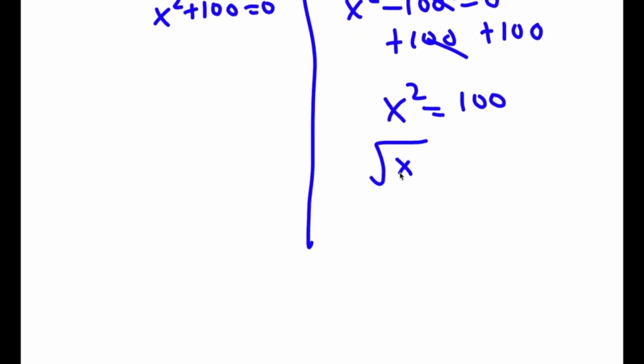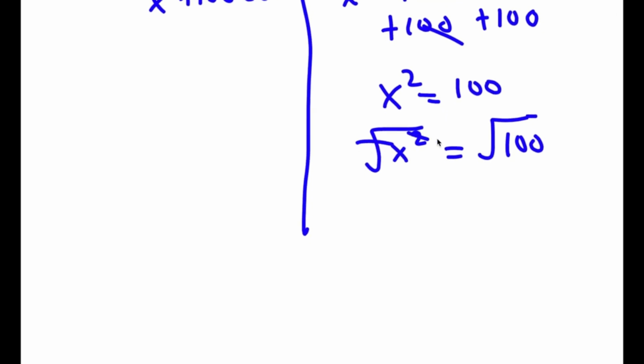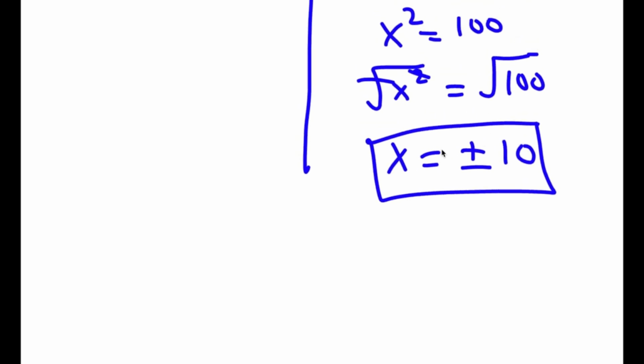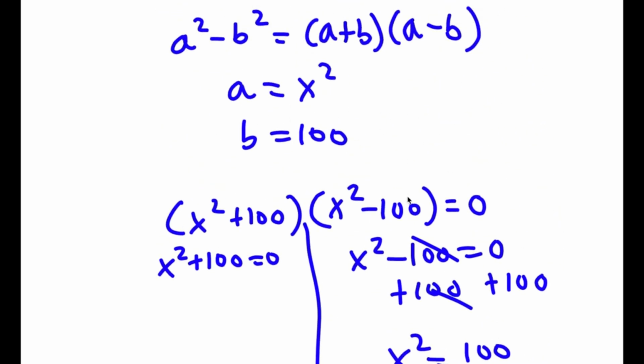Now I'm going to be taking the square root on both sides. So then these two cancel out, and I'm left with x is equal to plus or minus 10. So this is two solutions to this equation.